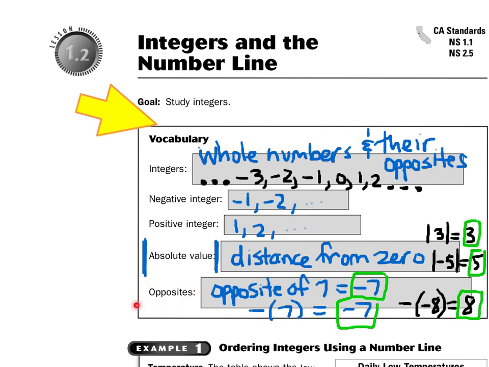And then opposites are just the opposite of whatever number I give you. So the opposite of 7 is -7. Now the way we write that in symbols, look down here, the opposite of 7 equals -7. Now I can make it really fancy. Look at this example. The opposite of -8 is 8.